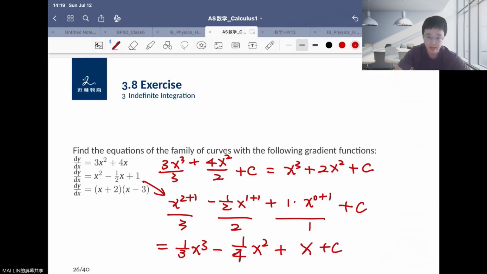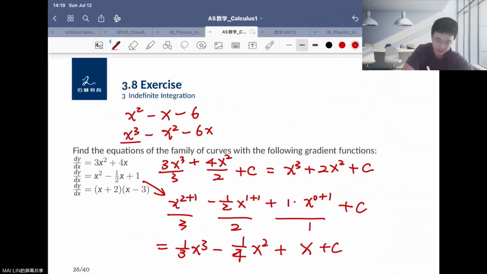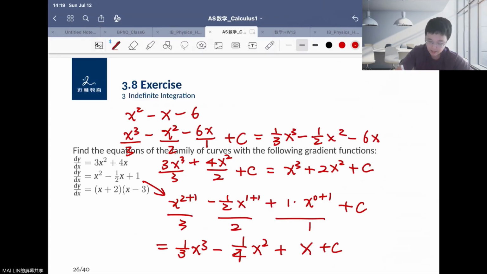And for the last problem, we have x plus 2 times x minus 3. So first step is to expand it as x squared. Here is minus 3x and plus 2x is minus x, and then minus 6. And for each term, first make the power plus 1, that is x cubed, right? Second step is x squared, and that is 6x. And then divide by the new power, that is 3, over 2, over 1, right? And then plus a c. So this formula can be written as 1/3 times x cubed minus 1 over 2 times x squared minus 6x and then plus c for our final answer, okay?